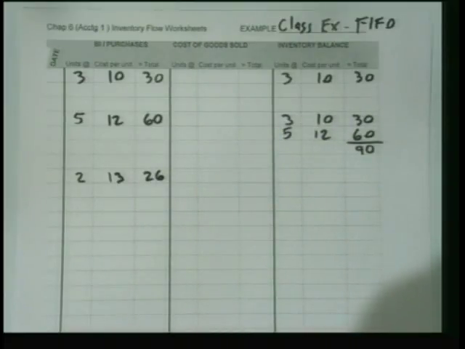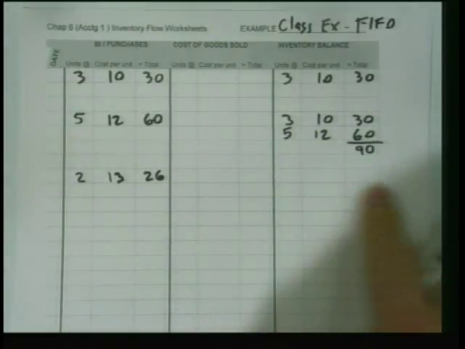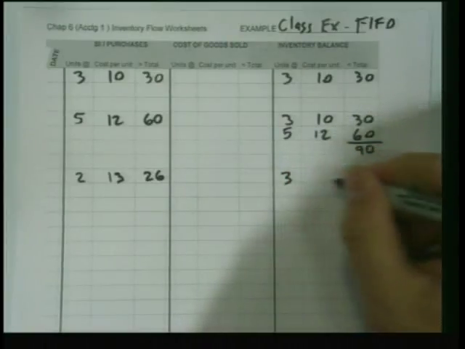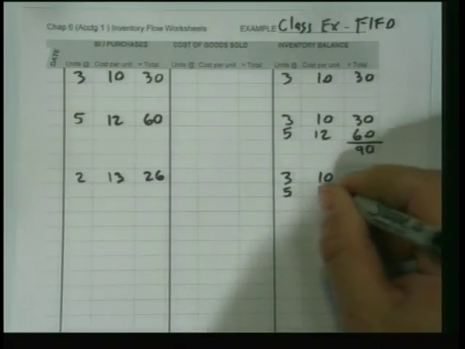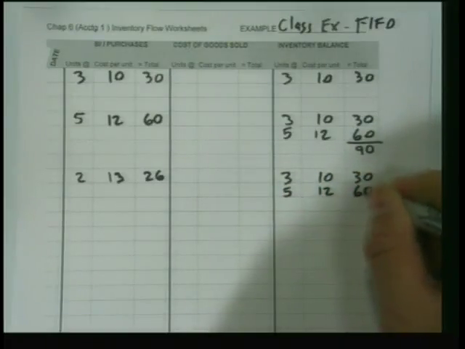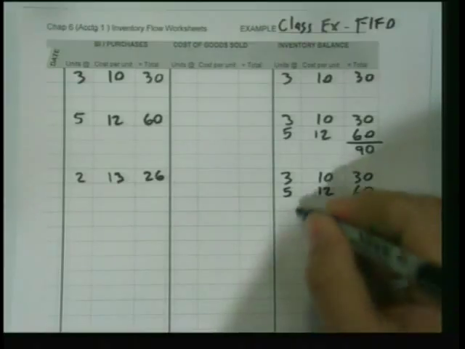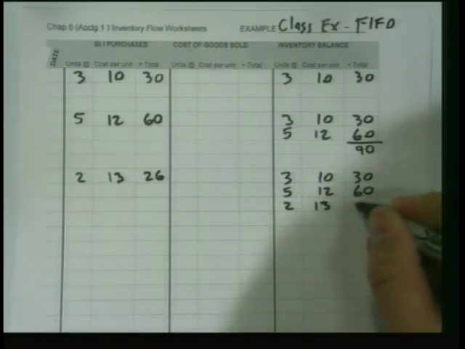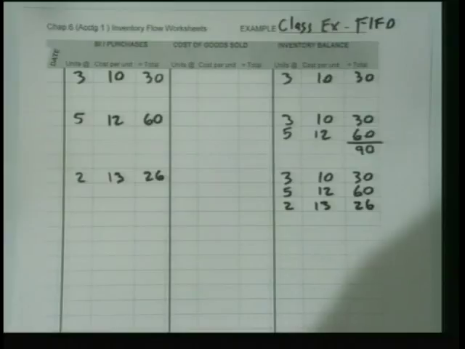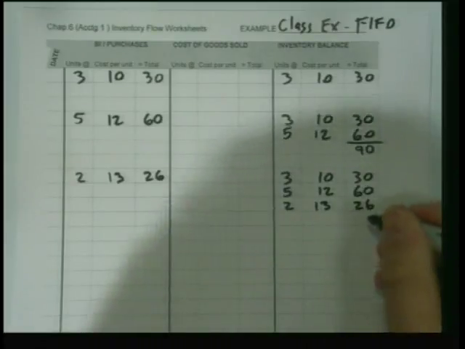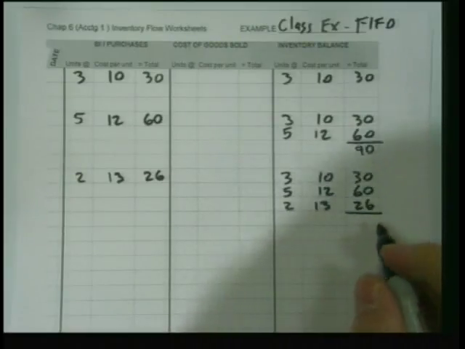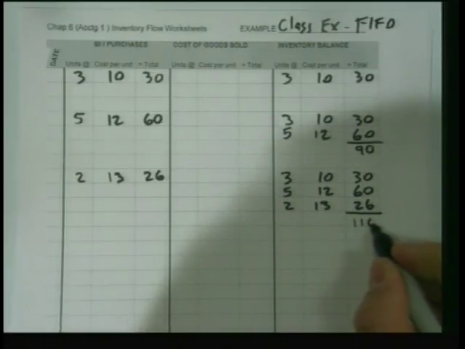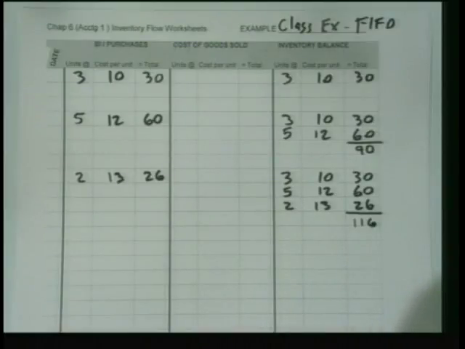Okay, a little bit of time went by, and we purchased 2 more at $13 for $26 purchase, correct? Well, what's our inventory at that point? Well, we still have the 3 at $10 for $30 and the 5 at $12 for $60. But now we also have the 2 at $13 for $26. Okay, now at this point, what was our inventory? What was it? 116.